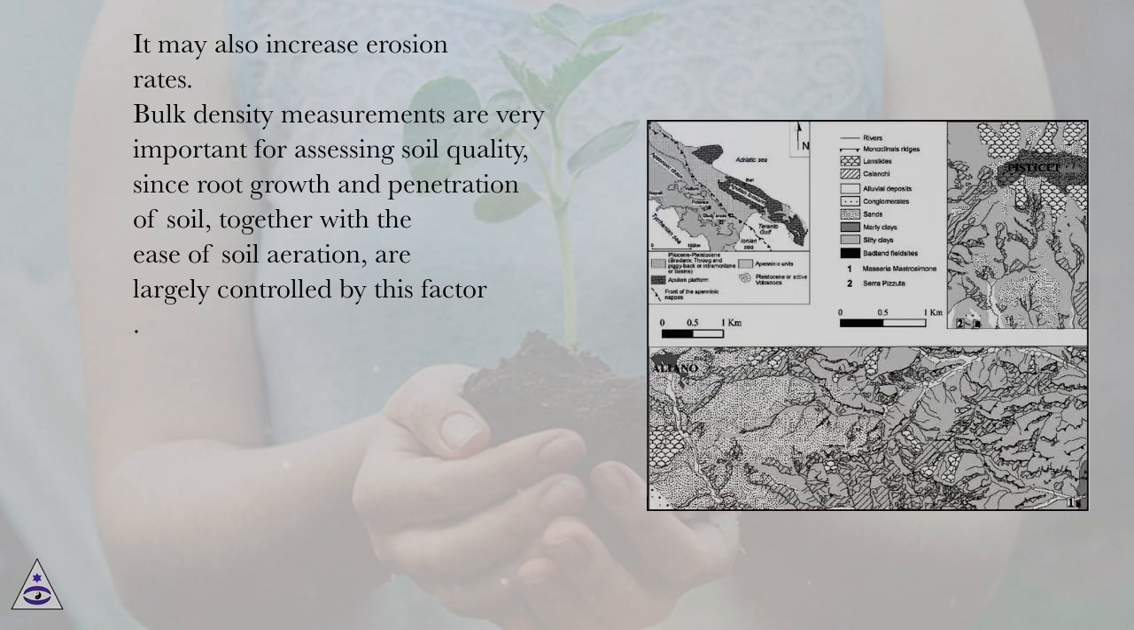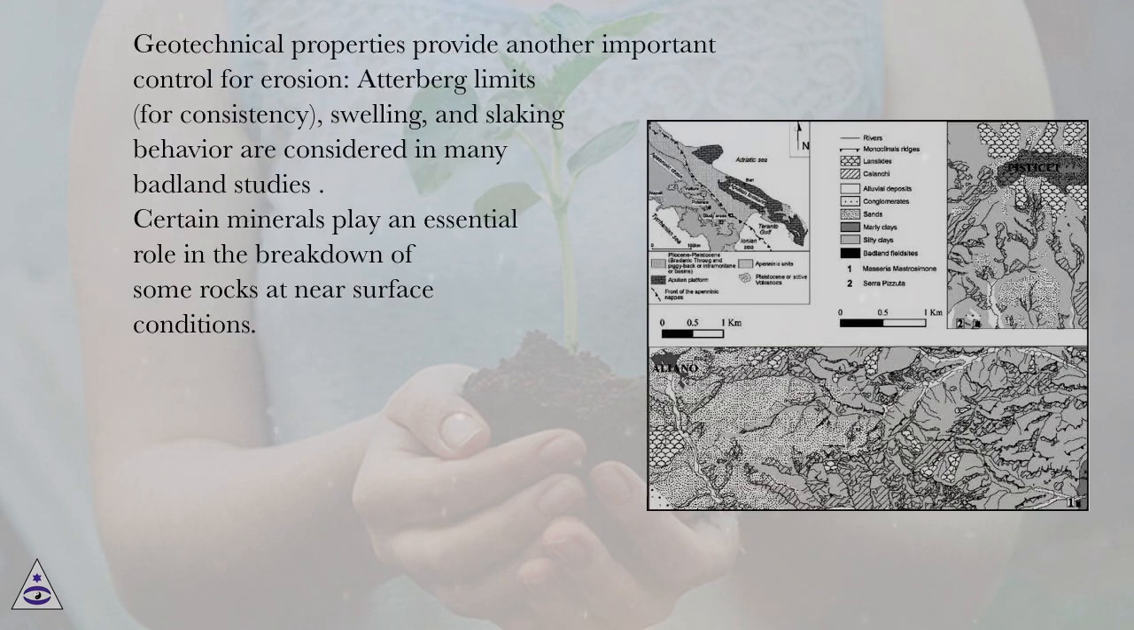Bulk density measurements are very important for assessing soil quality, since root growth and penetration of soil, together with the ease of soil aeration, are largely controlled by this factor. Geotechnical properties provide another important control for erosion. Atterberg limits, for consistency, swelling, and slaking behavior are considered in many badland studies.